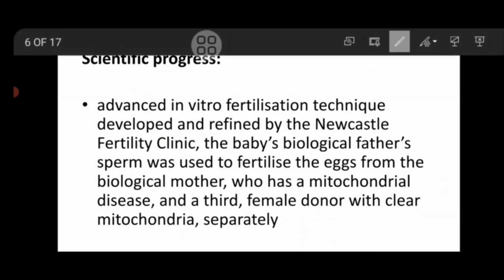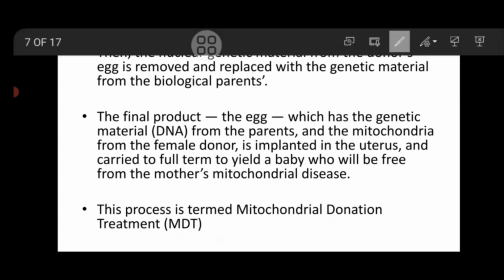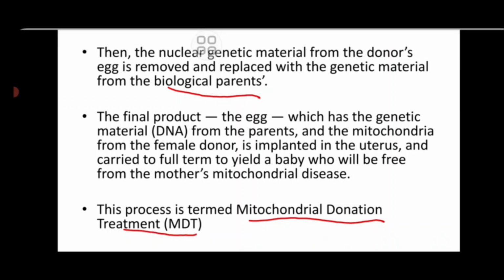So there is an advanced in vitro fertilization technique. The baby's biological father's sperm was used to fertilize the egg from the biological mother who has a mitochondrial disease, and a third, a female donor with clear mitochondria, separately. That is the solution. Now the nuclear genetic material from the donor egg is removed and replaced with the genetic material from the biological parents. So the final product, that is the egg which has genetic material from the parents, is implanted in the uterus, and that is called mitochondrial donation treatment.